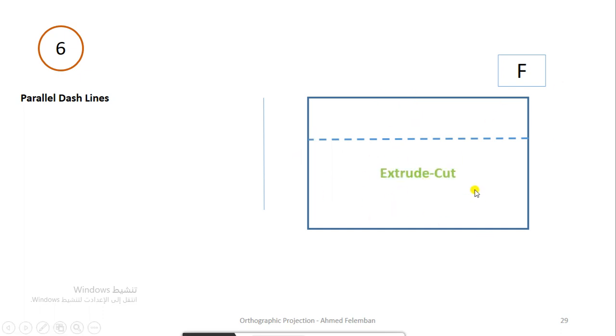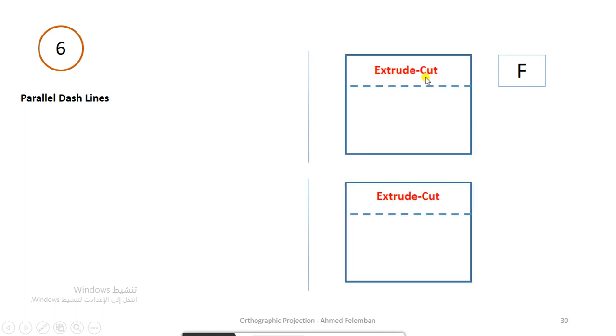Okay. Now, can you imagine that if the extrude cut is in the upper level, how can the right side be? Can you imagine that? We have a rectangle, we have a dash line, an extrude cut in the upper level. Okay, what are the probabilities of this part? Can you imagine? Yeah, the first probability, it can be like this.